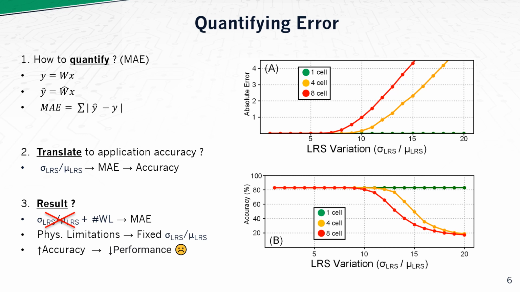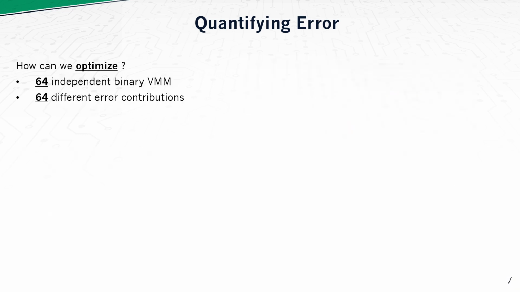But can we do better than this? And the answer is yes. As we saw earlier, 8-bit matrix multiplication is implemented as 64 independent binary vector matrix multiplications, or binary VMMs. Each binary VMM is followed by shift and add logic to multiply each result by the corresponding magnitude.